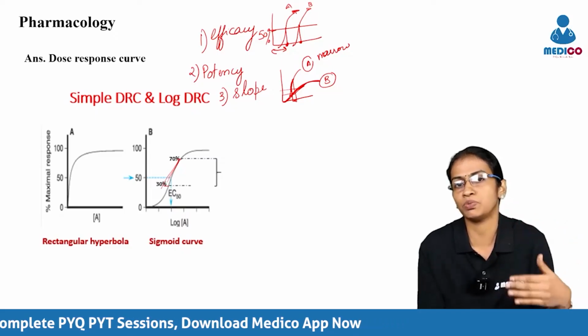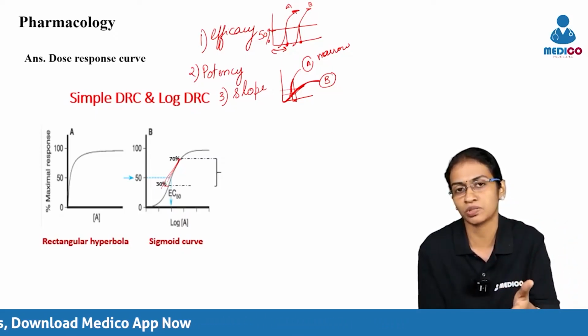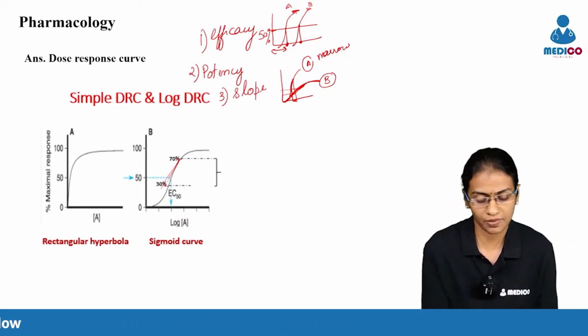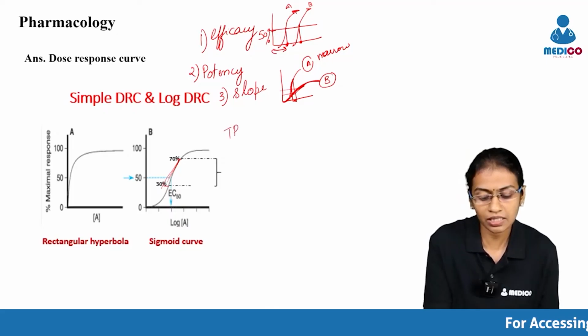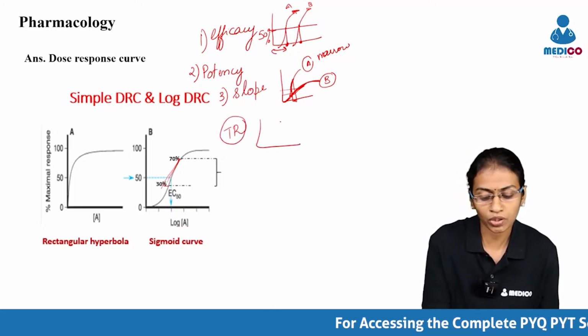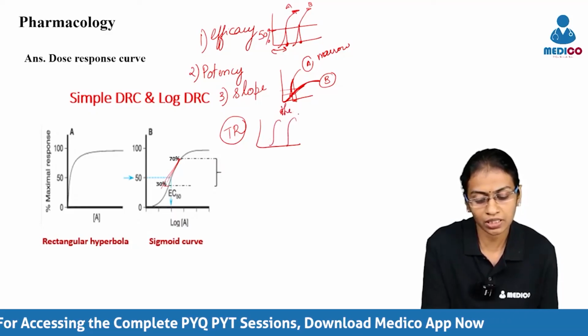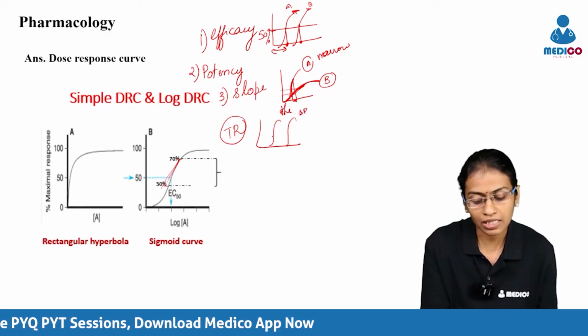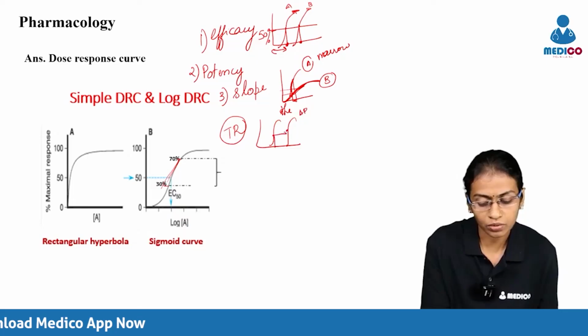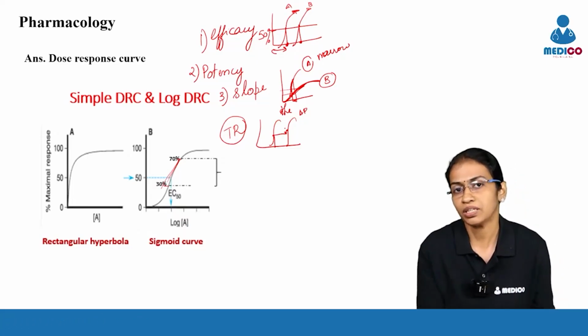So we can compare competitive and non-competitive antagonism and so on using DRC. Another thing that we can get is the therapeutic range. If you plot two graphs, one a DRC for the therapeutic effect and another DRC for the adverse effect, the gap between the two will give you the therapeutic range.